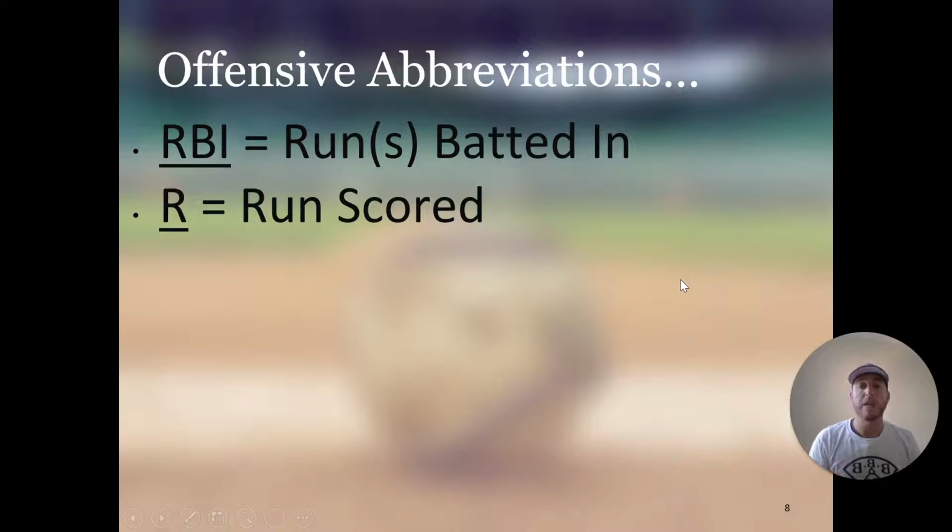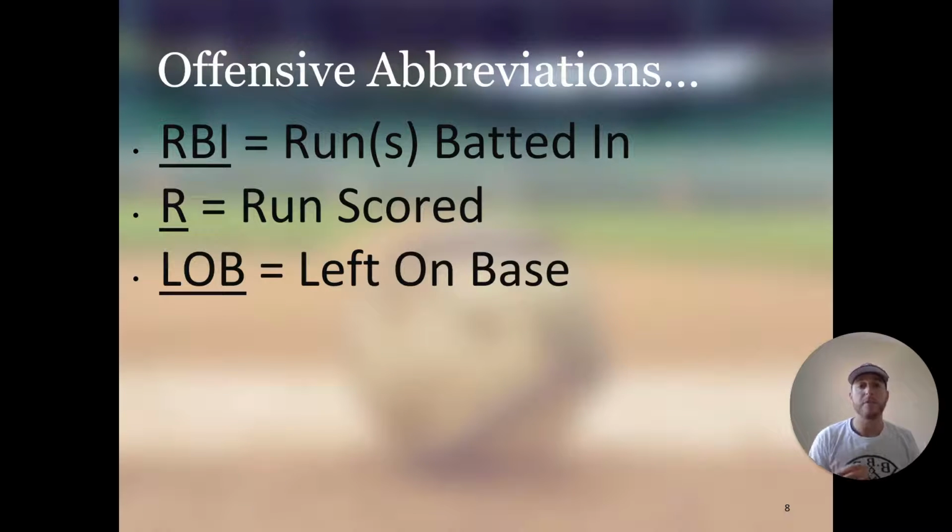An R means run scored. So the difference between RBI and R is an RBI is you hit someone else in with your hit. If you score a run, so if I'm on second base and a batter hits the ball and I score, then in the scorebook, that would be R for me. So if I batted it, it would be RBI. If I scored it, if I went in to touch home plate and I scored, that would be R.